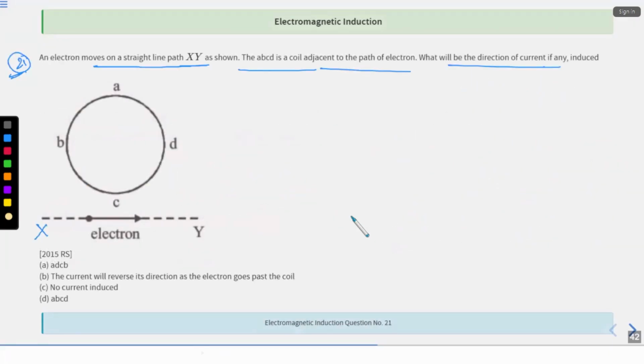So this is my option number B. The current will reverse its direction as electron goes past the coil. Initially it is anti-clockwise like this, and then it will become clockwise like this. It's just based on Lenz's law.